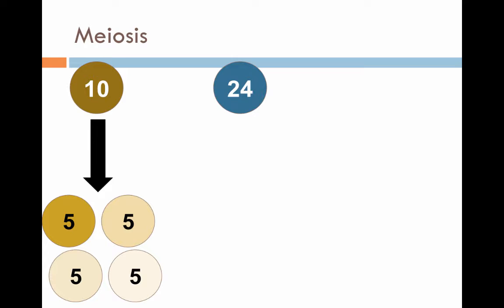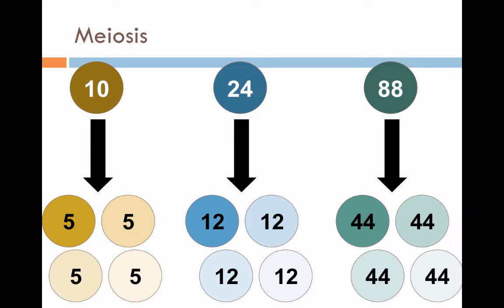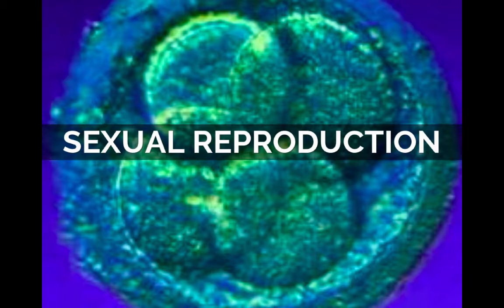Remember, meiosis creates cells with half the number of chromosomes. Start with 24. At the end of meiosis, you'll have 4 cells, each with 12 chromosomes. Start with 88 chromosomes. After meiosis, you'll have 4 cells with 44 chromosomes. Meiosis is very important to the process of sexual reproduction.